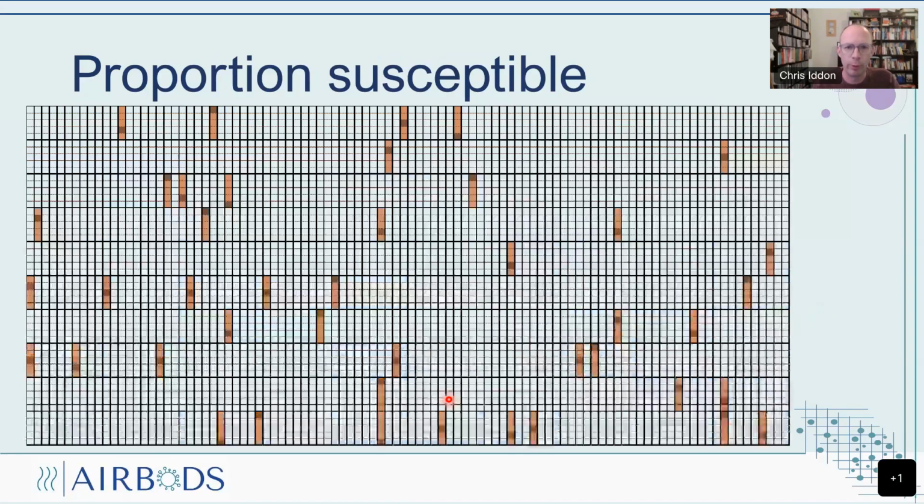However, if we were to take that same population and split them into 5-person offices, you can see that the proportion of that population that is now susceptible is greatly reduced, represented here by these orangey bars.